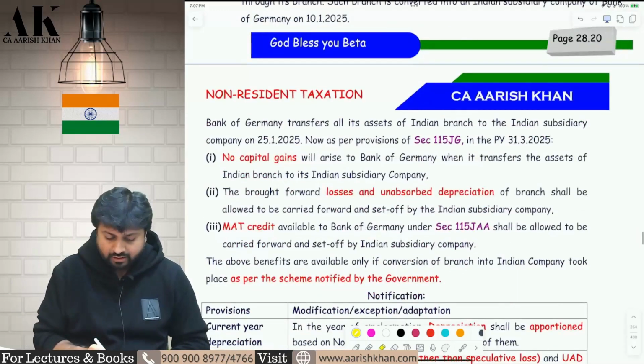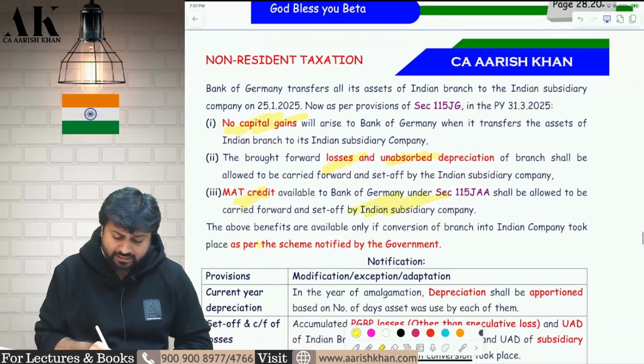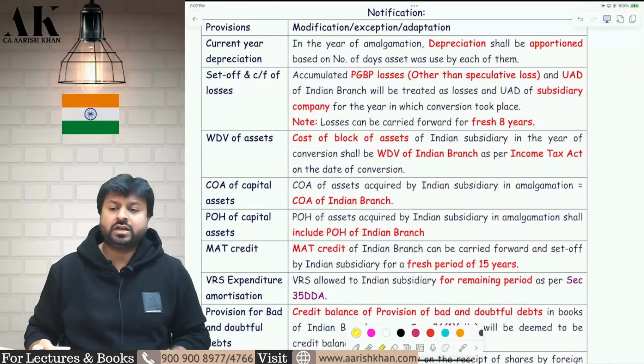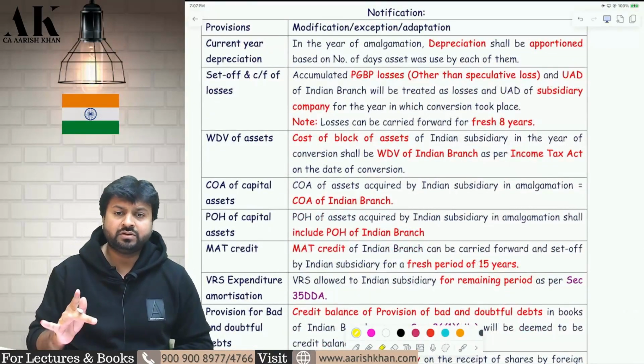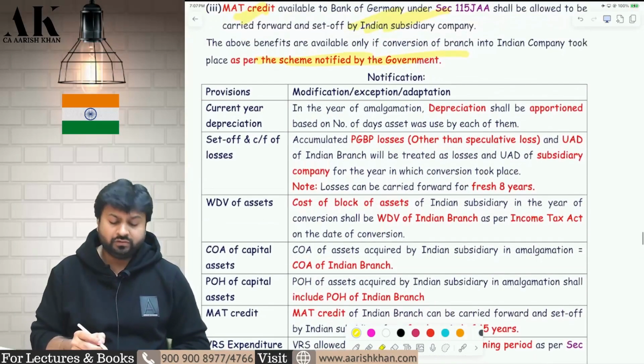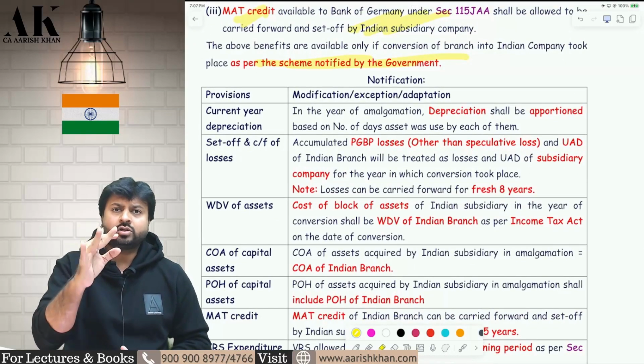Don't worry about it. No capital gains, losses and UAD can be carried forward, and even MAT credit can be carried forward, but everything should be done as per the scheme notified by central government, and for that central government has given a big notification. You have to fulfill all these conditions, whatever is mentioned in this. Now there are a lot of conditions that we need to fulfill. So first of all, there are a lot of doubts which will come to our mind. All of them are resolved in this notification.